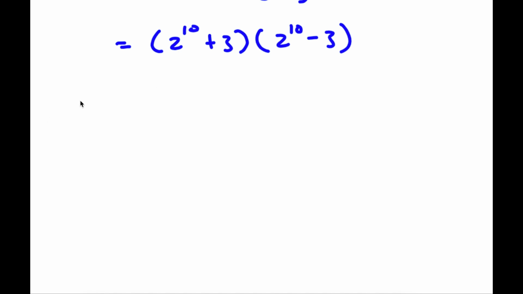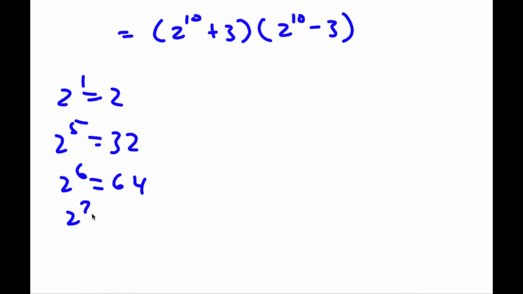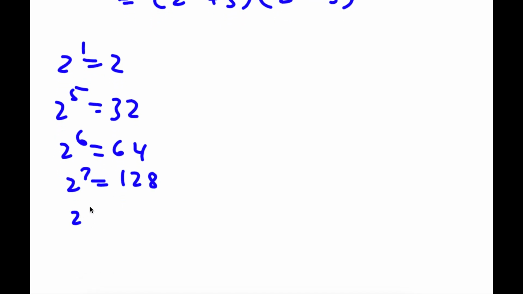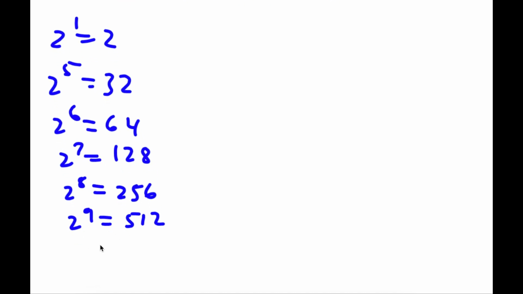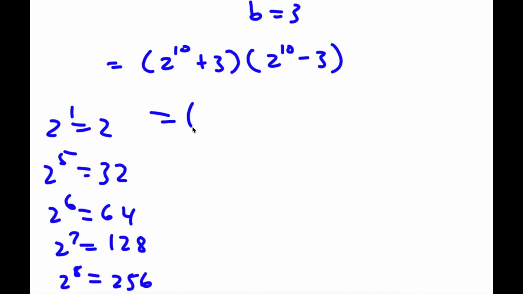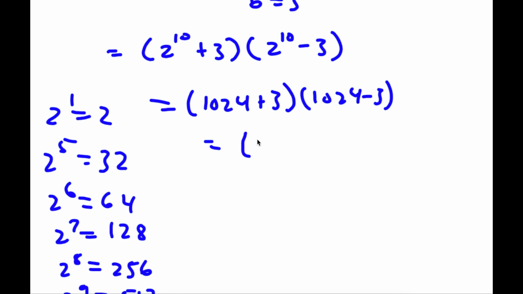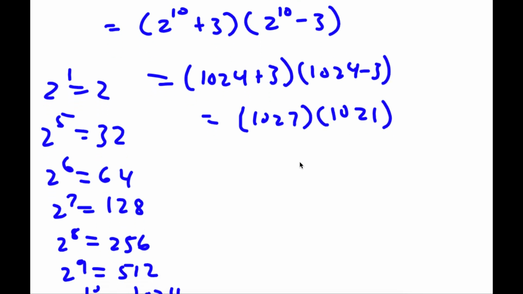Now 2 to the power of 10, well, 2 to the power of 1 is equal to 2, and 2 to the power of 5 is equal to 32. So 2 to the power of 6 is equal to double of 32, 64. 2 to the power of 7 is double of 64, which is 128. 2 to the power of 8, double of 128, 256. 2 to the power of 9, double of 256, which is 512. Finally, 2 to the power of 10, which is double of 512, which is 1024. So now I have 1024 plus 3 times 1024 minus 3. Now 1024 plus 3 is 1027, times 1024 minus 3 is 1021.